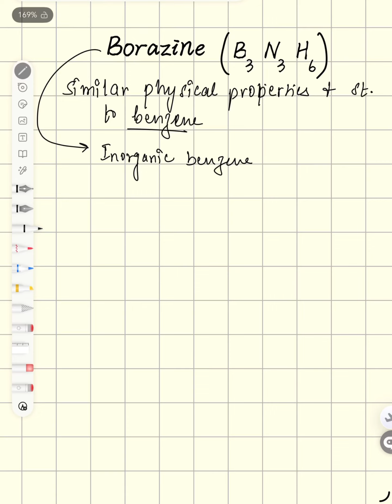In this video, we talk about borazine, also known as inorganic benzene. It has similar physical properties and structure to that of the benzene ring, which we will see. Therefore, it is also known as inorganic benzene. Talking about the preparation, how can borazine be prepared? There are three particular methods of preparation.